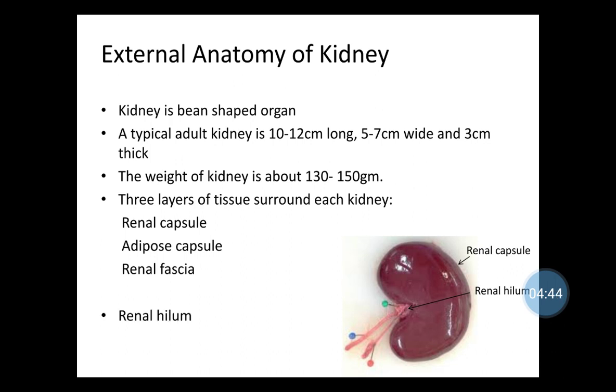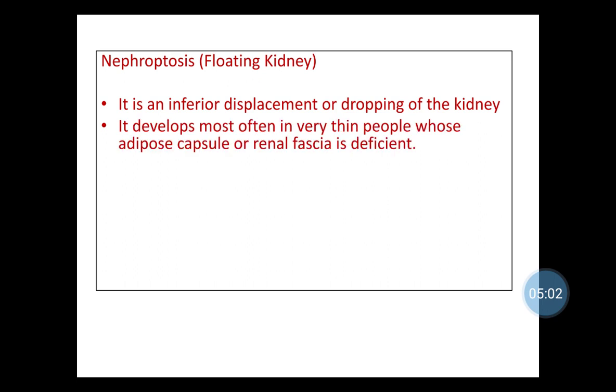Then renal hilum. This is the renal hilum which allows the entry of the blood vessels, lymph vessels and nerves in the kidney. There is one term, nephroptosis, which means the floating of kidney. It means the displacement or dropping of the kidney.